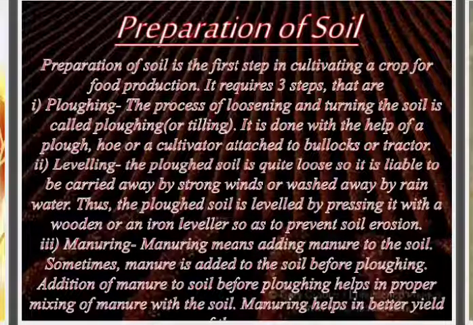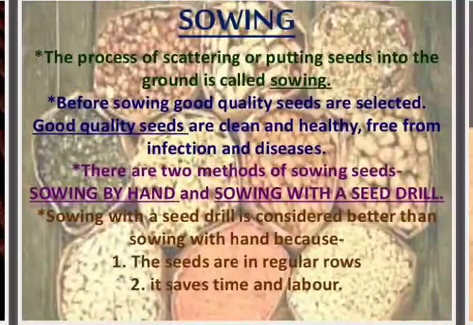Third, manuring. Manuring means adding manure to the soil. Sometimes manure is added to the soil before ploughing. Addition of manure to soil before ploughing helps in proper mixing of manure with the soil. Manuring helps in better yield of the soil.